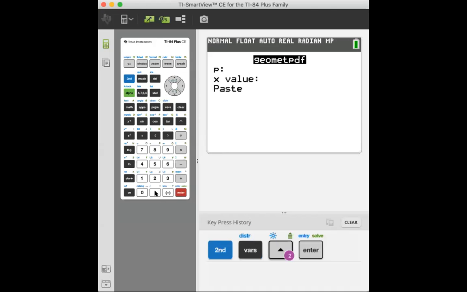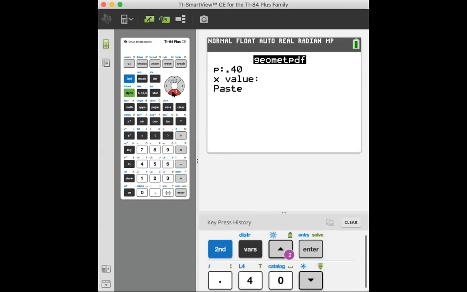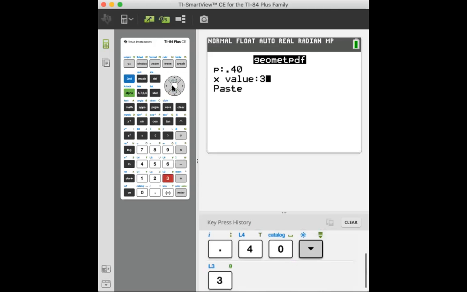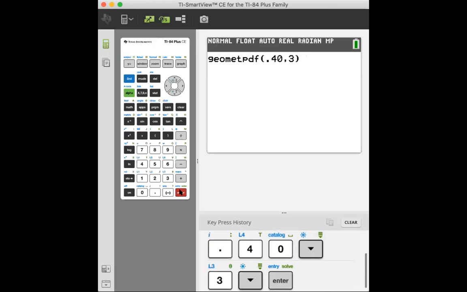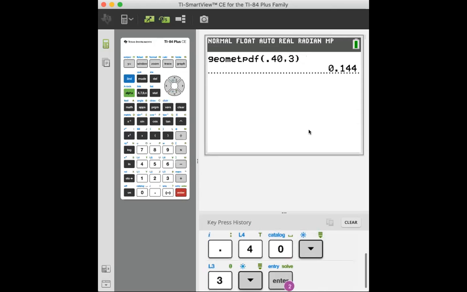And this time, notice we only have two things to input. The probability of success, which is 40% or 0.4, and the number of trials until that first success, which is 3 for the X value. All right, so this is what you want to write down in your notes. This is the work that you want to show. So this is 0.4, comma 3 in the geometPDF to give you an answer of 0.144.